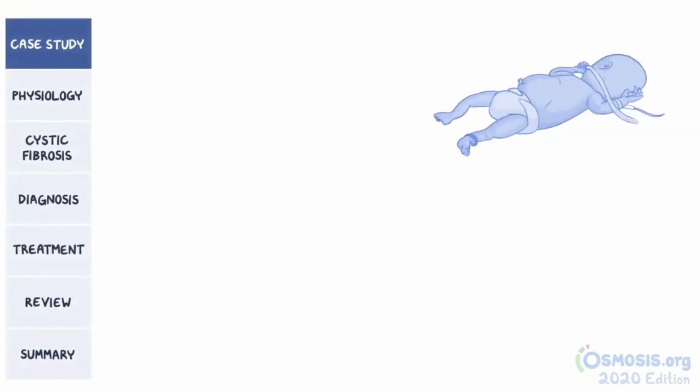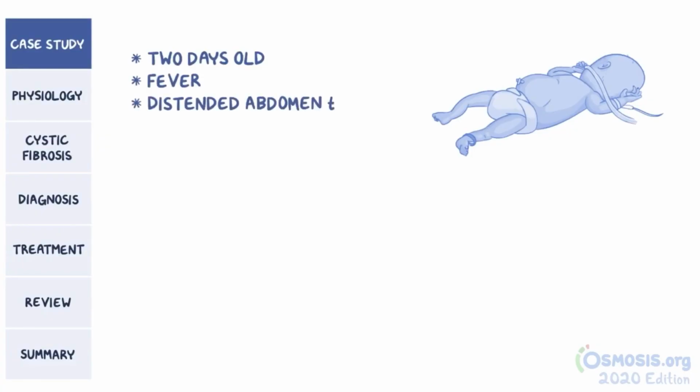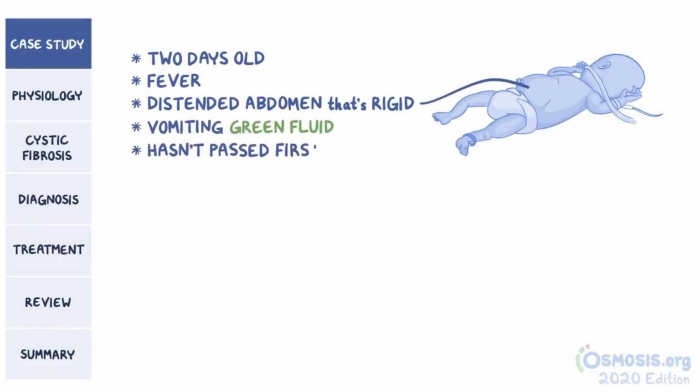A newborn was delivered 2 days ago at home without any complications. Today he's brought in for examination. The baby has a fever and a distended abdomen that's rigid on palpation. The mother mentions her son started vomiting a green fluid and that he has yet to pass his first stool. She also says he didn't have access to prenatal care throughout the pregnancy.